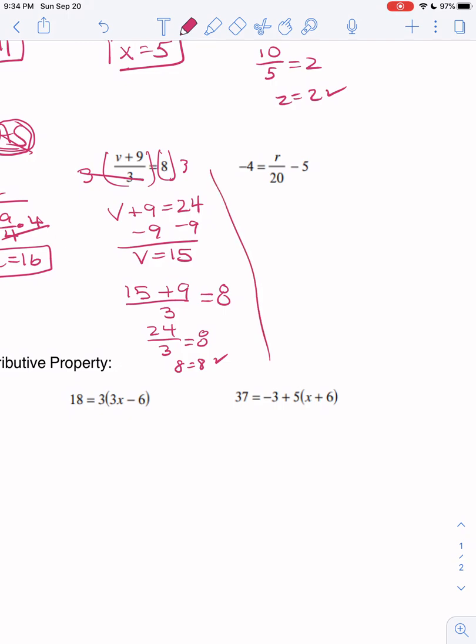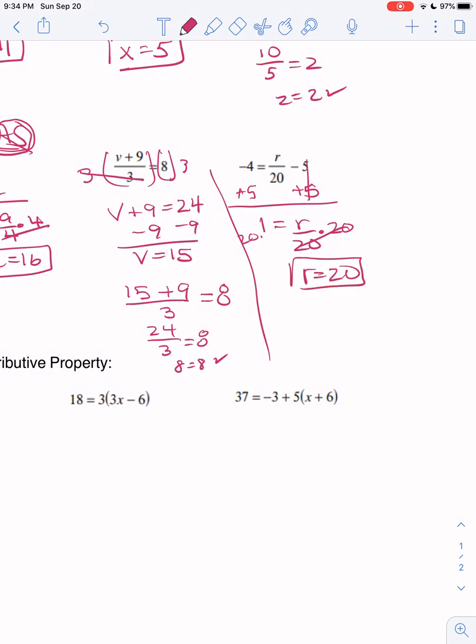All right, here we go again. Let's get rid of the subtraction by adding 5. We've got to get rid of addition subtraction first. Oops. So that gives us 1 equals r over 20, or divide by 20. Opposite of dividing by 20 is going to be multiply by 20. So it looks like r is going to give us 20.